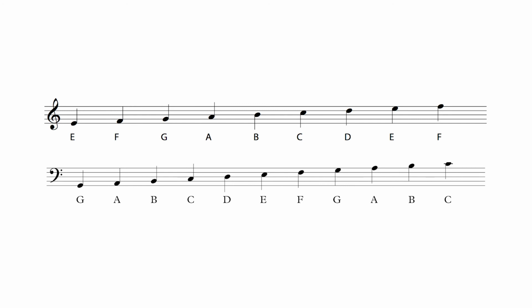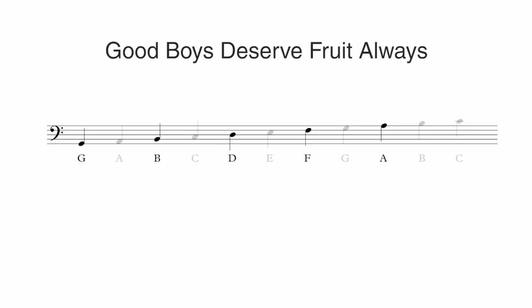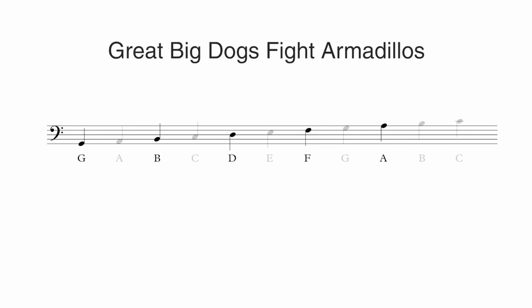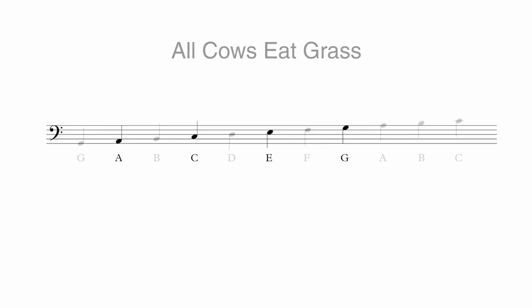For example, the first line in the bass is G. In the treble, G is on the second line. The notes on the lines are G, B, D, F and A. The notes in the spaces are A, C, E and G. Some well-known sayings associated with these notes are: good boys deserve fruit always, great big dogs fight armadillos, good burritos don't fall apart. And for the notes in the spaces, all cows eat grass.